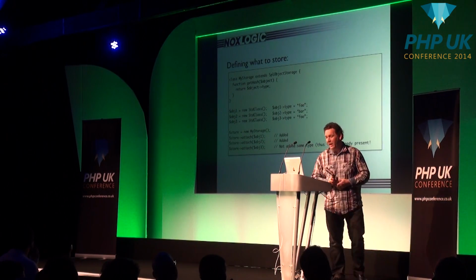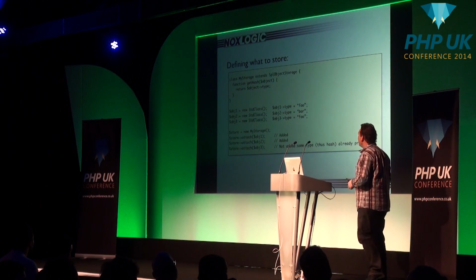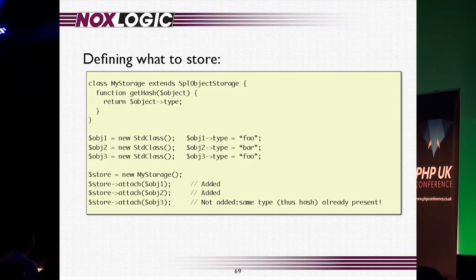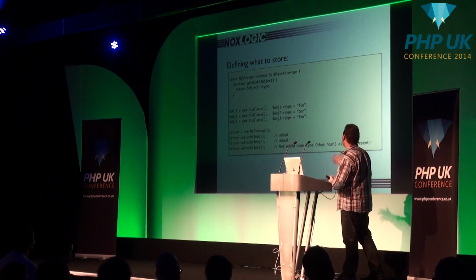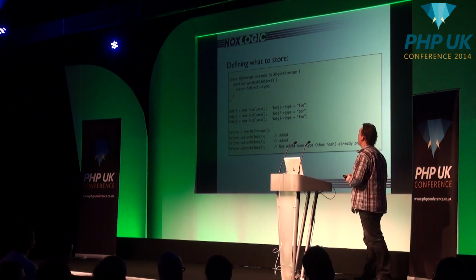What's really cool is, and this is maybe a little bit too far, but you can actually define what gets stored inside an SPL Object Storage. Normally, you cannot store the same object twice, it would overwrite the same key. However, if I have my storage, which extends the SPL Object Storage, you can override the getHash method. And the getHash method is the way it will actually figure out which key to use. So I create 3 different objects. Object 1 has a type called foo, the second one called bar, and the third one called foo again.